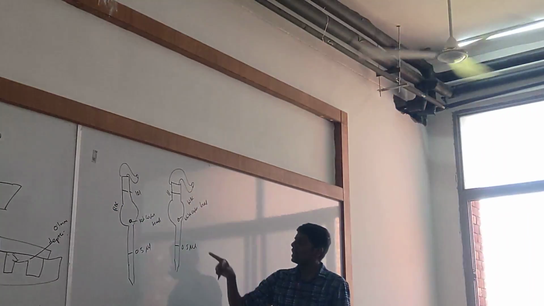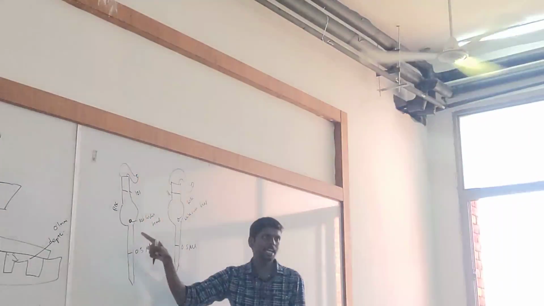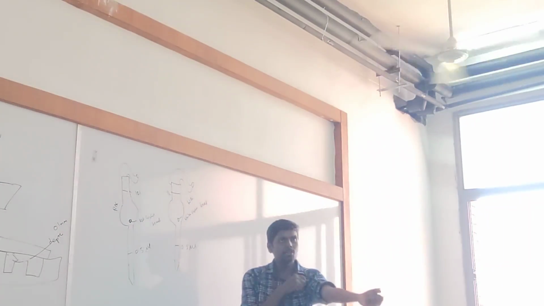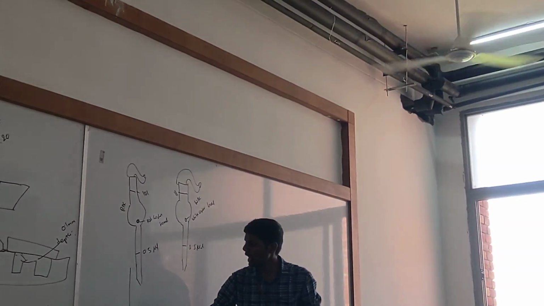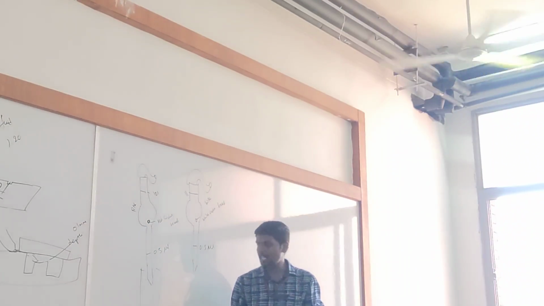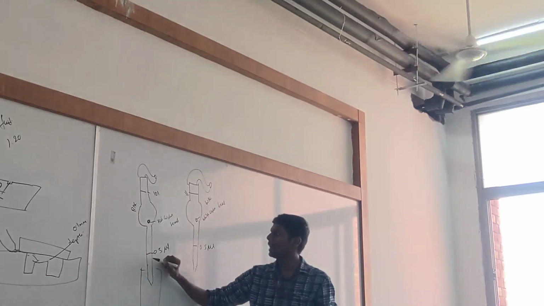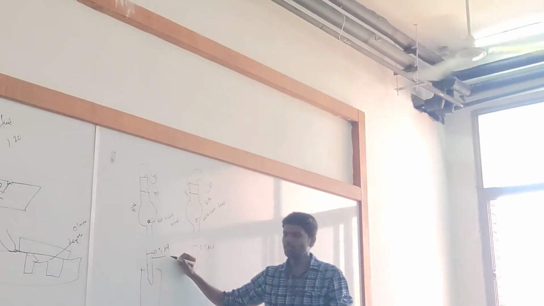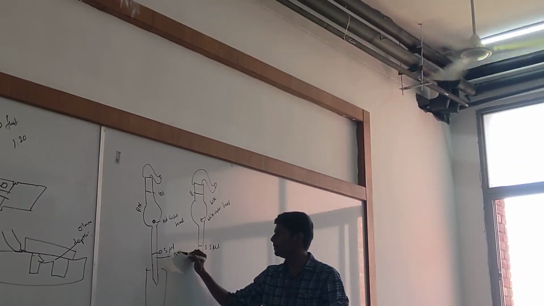So, what is the purpose of this bulb? Any idea? I will let you know. Listen. You have taken the blood sample. The blood sample will be collected up to the 0.5 mark. Up to the 0.5 mark, you will collect the blood sample.